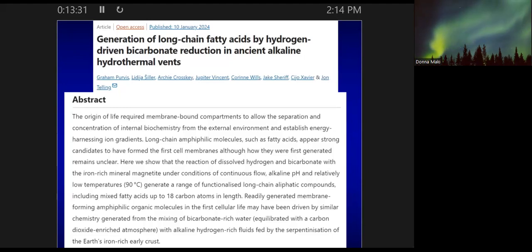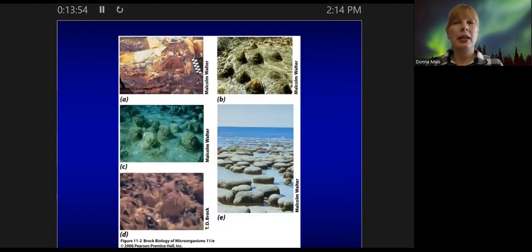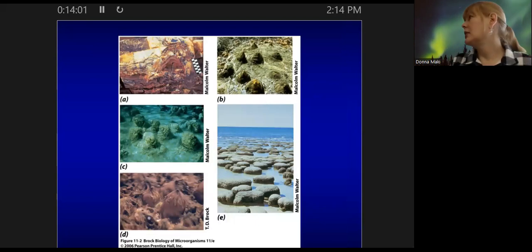Long chain fatty acids, so phospholipid bilayer membranes have long chain fatty acids as part of their composition. And they're saying that in the hydrothermal vent, you can have the right conditions for this to happen. And so they're continuing to build evidence on this idea that protocells were forming in the hydrothermal vents all the way to cellularity, getting those cells to form. And so again, looking at stromatolites is an excellent way to look for these ancient protocells.